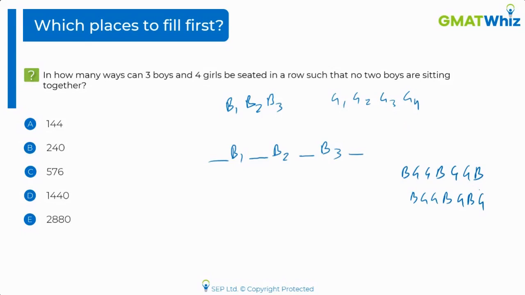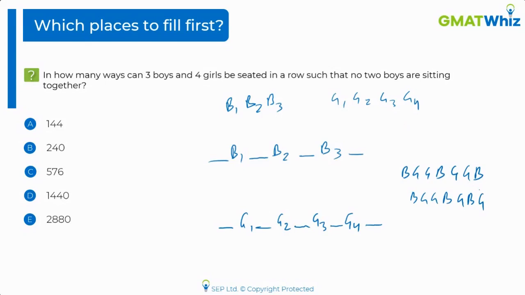So in this type of question, instead of fixing the boys, you are supposed to fix the girls. Always remember, if you have to keep the boys apart, then fix the girls first, because if the girls are fixed and you are placing boys in between, you will automatically make sure that two boys are not sitting adjacent to each other.